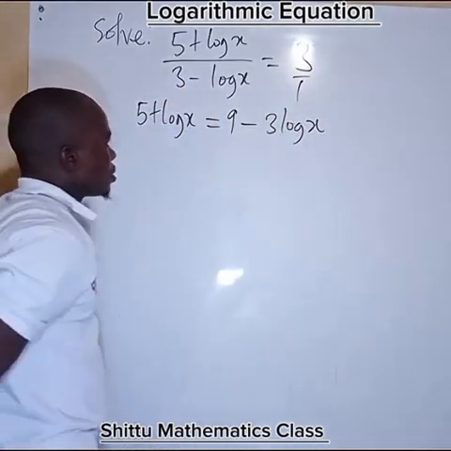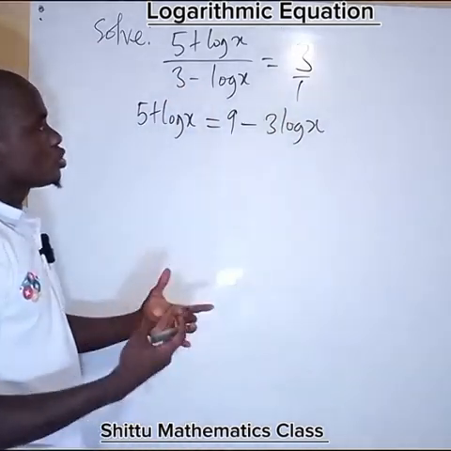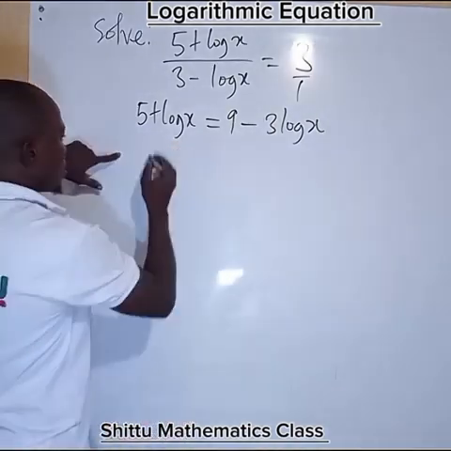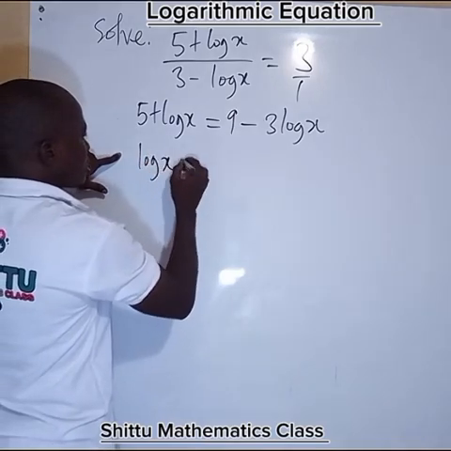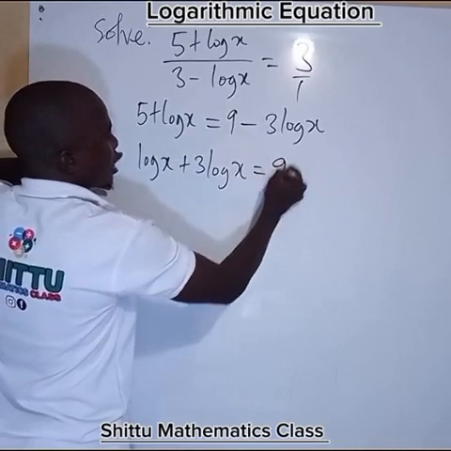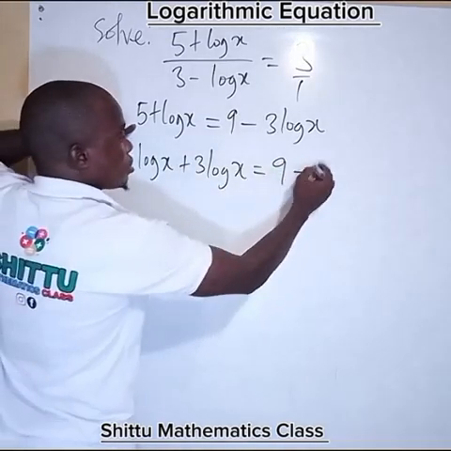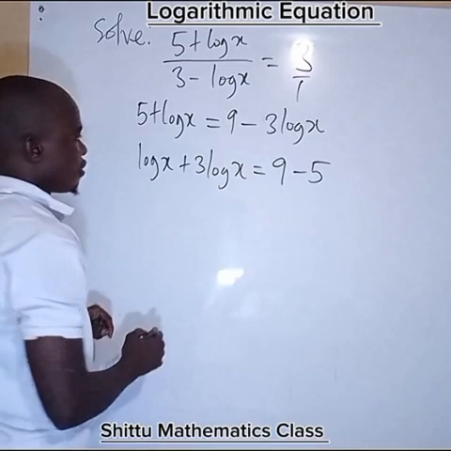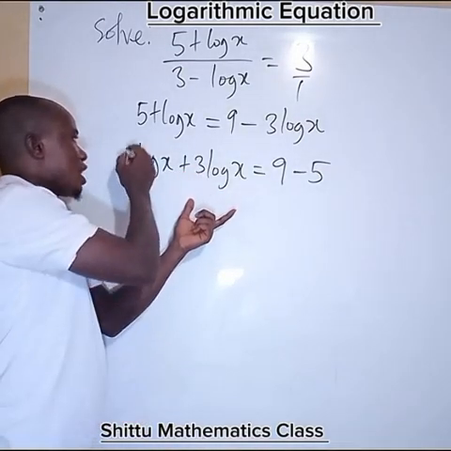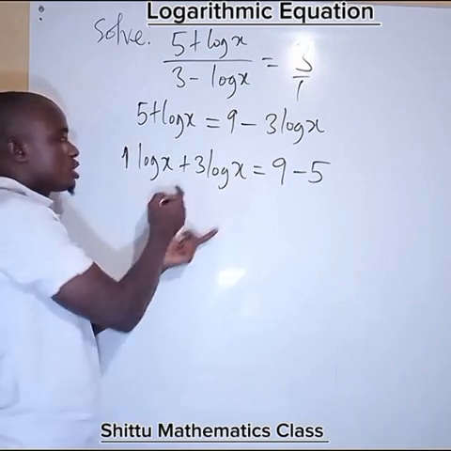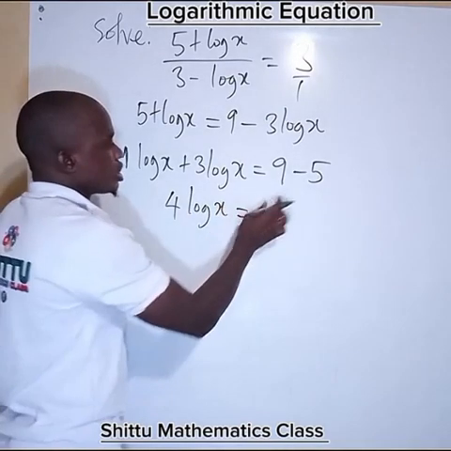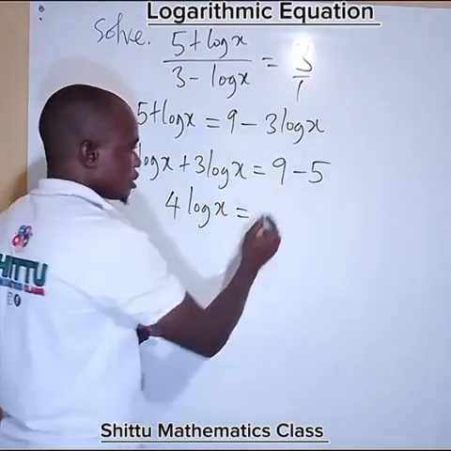Now from there, what are we going to do? We just collect the like terms. So log x plus 3 log x equals 9, and this 5 comes over as minus 5. We have 1 log x plus 3 log x, so we have 4 log x equals, and 9 minus 5 gives us 4.